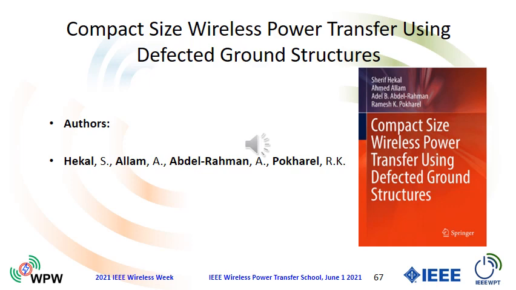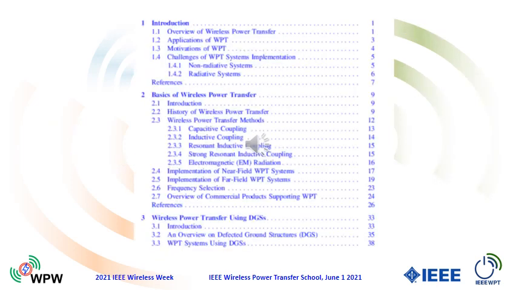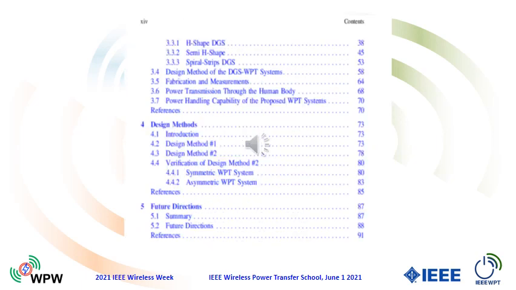More detailed information can be obtained from our published book. The title of our book is Compact Size Wireless Power Transfer Using Defected Ground Structures. The book contains 5 chapters as follows. Chapter 1, Introduction. Chapter 2, Basics of Wireless Power Transfer. Chapter 3, Wireless Power Transfer Using Defected Ground Structures. Chapter 4, Design Methods. Chapter 5, Future Directions.